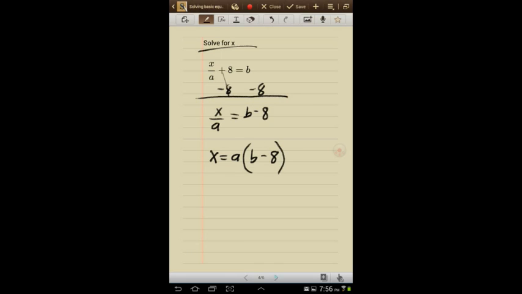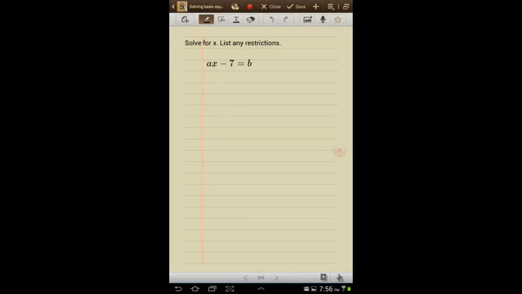I have another example of that here. There's also the second part of the directions. We'll get to that in a minute. First, let's solve for x. So I need to add the 7 in this case. Ax equals b plus 7. Again, you can't simplify that, so you just have to leave it.